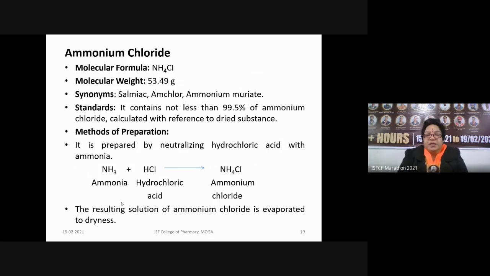Then coming to its method of preparation. How is it made? It is prepared by neutralizing hydrochloric acid with ammonia. NH3 is a base. HCl is an acid, hydrochloric acid. It will lead to the formation of ammonium chloride, and mind it, ammonium chloride is a salt. It is soluble, freely or highly soluble. The resulting solution of ammonium chloride is evaporated to dryness. When you dry whatever solution came out, the powder left behind is only ammonium chloride.